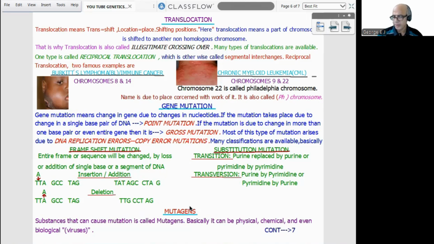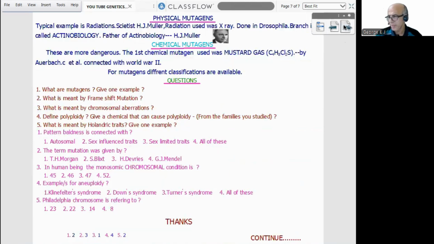Now comes mutagens. What is meant by mutagen? Substances that can cause mutation are called mutagens. It may be due to physical, chemical, and even biological reasons connected with viruses. Now, physical mutagen. Here only limited expansion is needed, because there are too many items to discuss that are not in NCERT. When we discuss physical mutagens, a typical example is radiations, naturally occurring radiations.